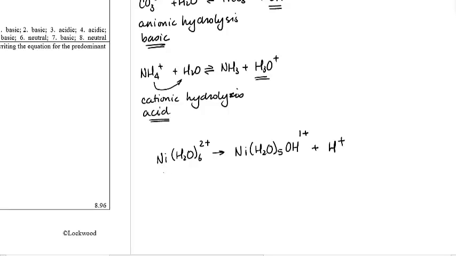And so as a result, this positive ion allows for the water to give off a hydrogen ion. So once again, we have our cationic hydrolysis. And again, we form an acidic solution.